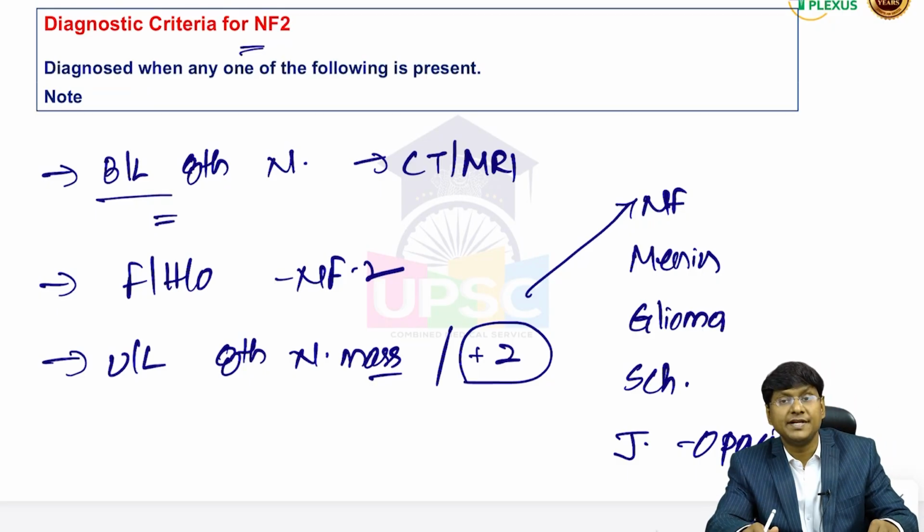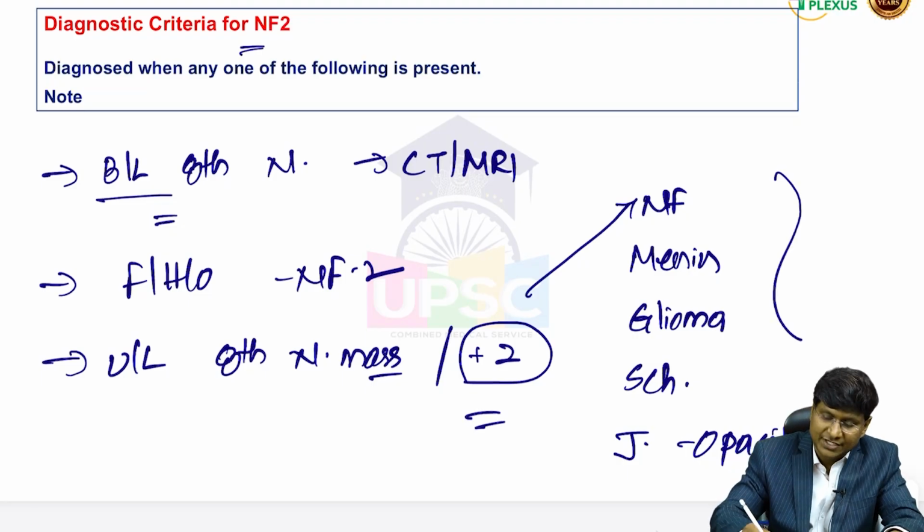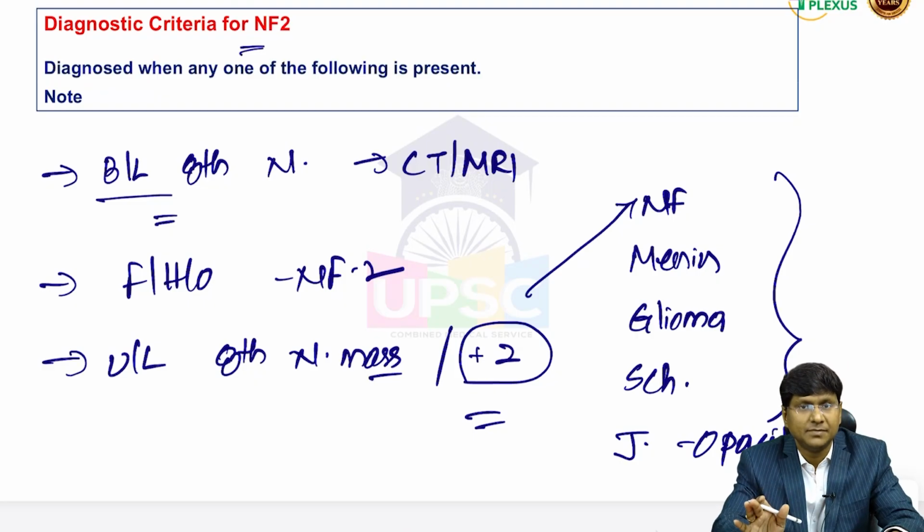Juvenile posterior subcapsular opacity. So unilateral eighth nerve mass, along with this, any of these two tumors should be there. Any of these two tumors should be there. So this will be the diagnostic criteria for neurofibromatosis type 2.